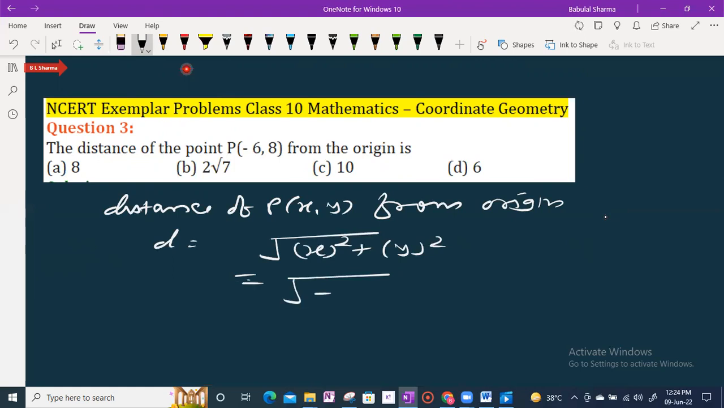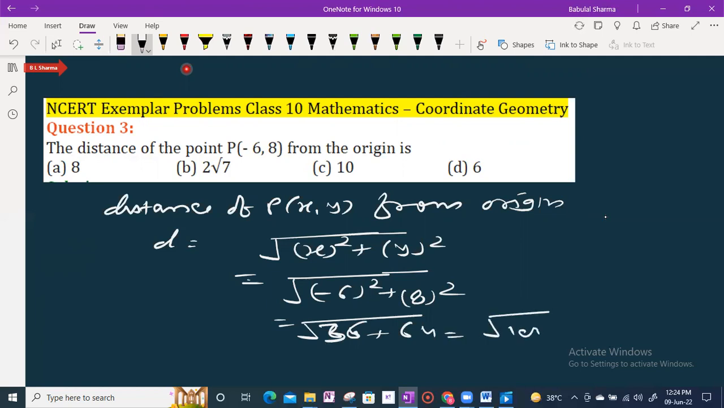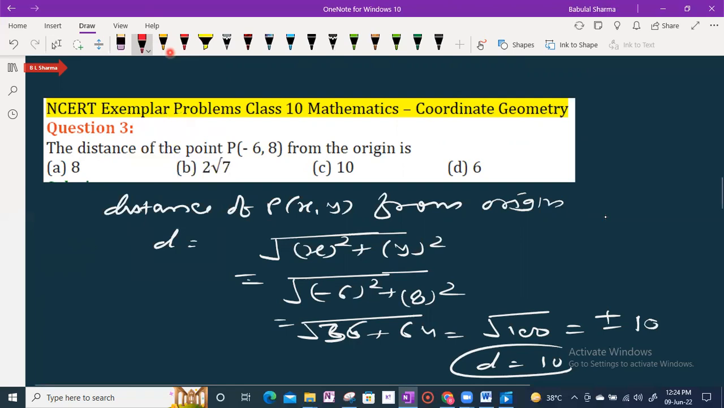So here x is minus 6 whole square plus y is 8 whole square, that is 36 and 64. Their sum is 100, their square root is plus minus 10. But again, distance cannot be negative, so distance will be 10 units. Therefore, correct answer is C.